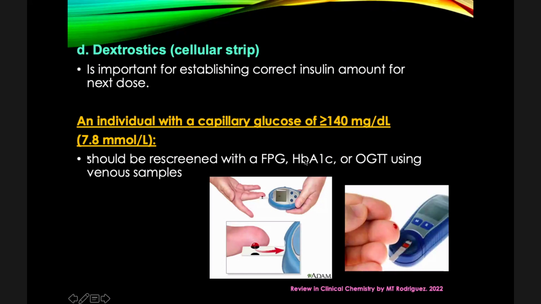And take note, among these three tests, the first that should be prioritized should be FBS. If the capillary blood glucose is 140 and above, especially if it is fasting blood glucose, it should be FBS venous sample. Should be prioritized.